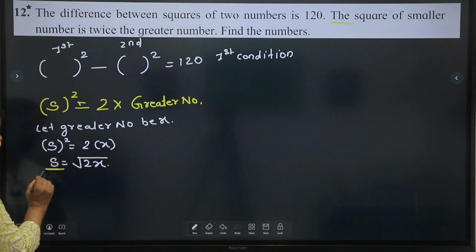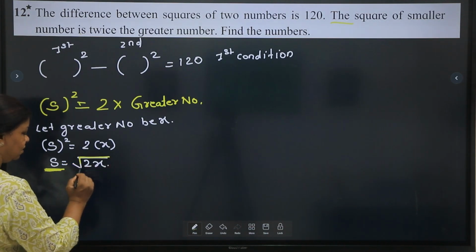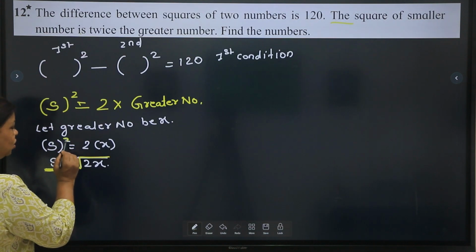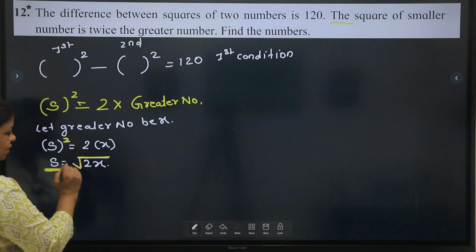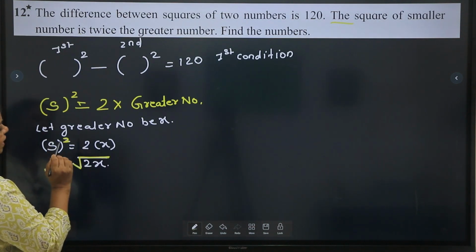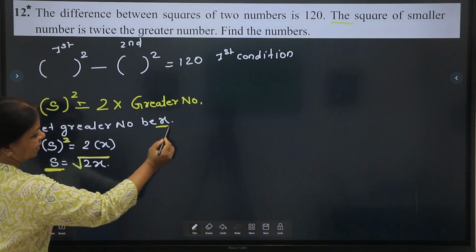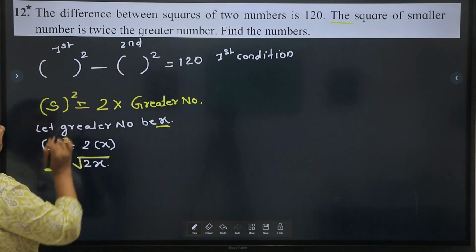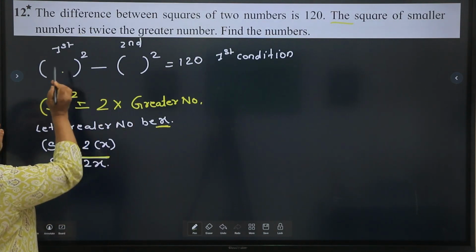We know the smaller number. S stands for small number. Now why did I put root here? Because I removed the square. Here there is no square and therefore I am placing the root here. Smaller number is under root 2x and the greater number we have assumed x. Let us place it in the first condition.